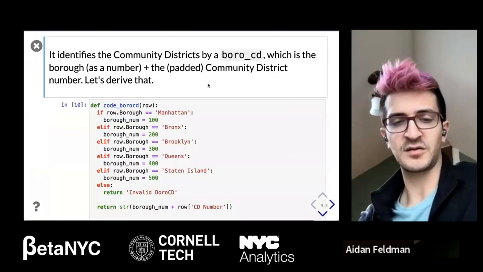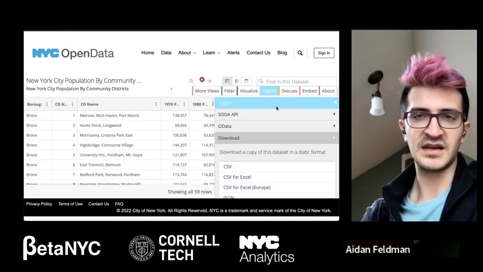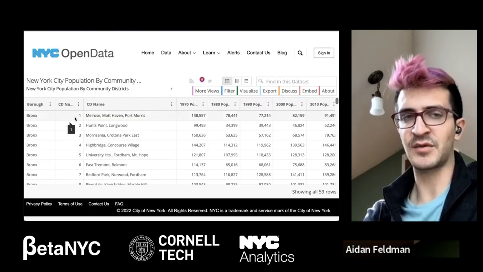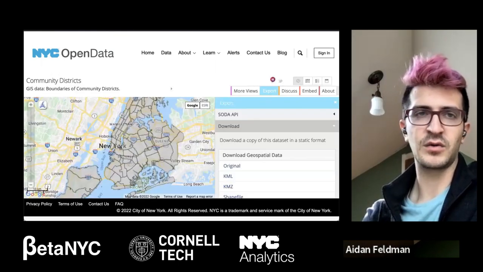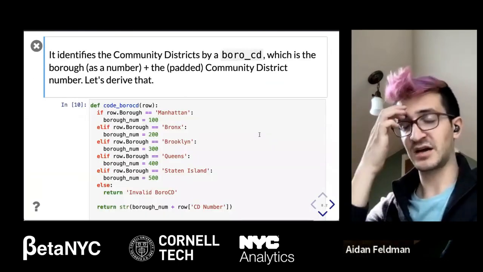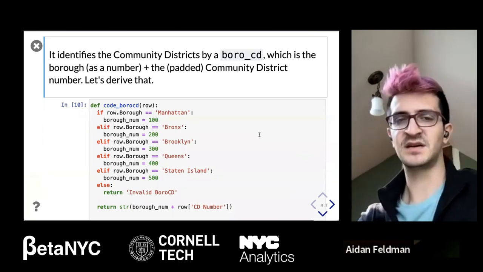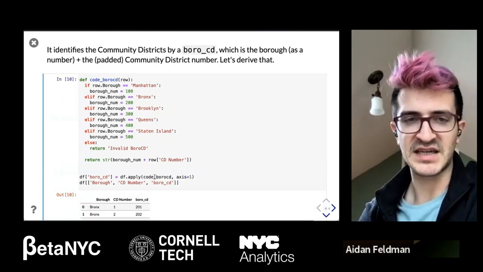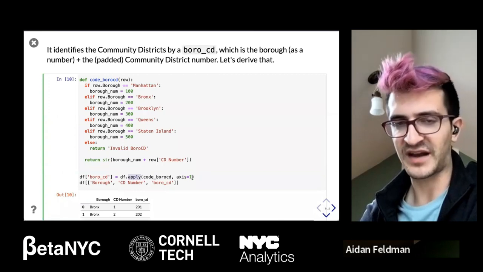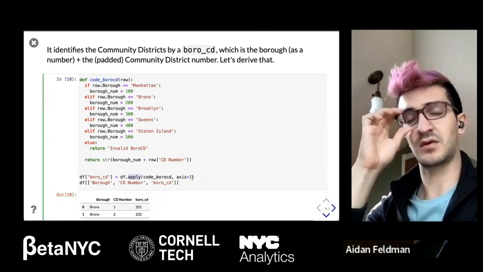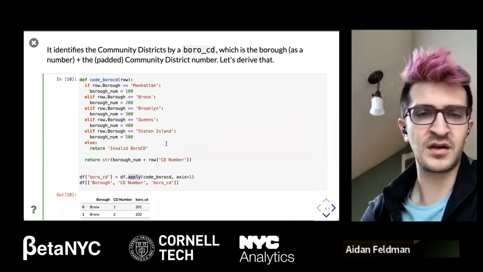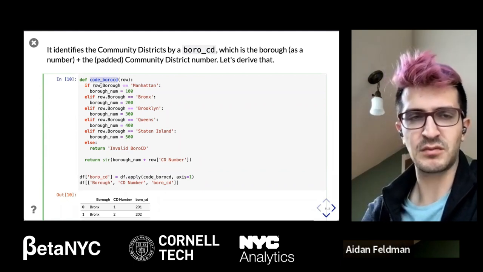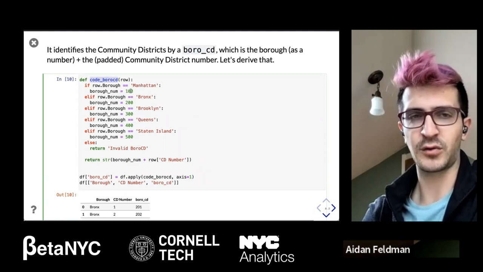But we don't have that in our data set. If we went back and looked at it, they're split up as the borough name and then the community district as a numeric value. So we can write a function that puts that together for us. What we're doing here is saying, take this function and apply it across all the rows. Axis one means go across the rows. You could also apply across columns if you wanted. This function is executed for every single row and it checks, okay, if the borough is Manhattan, start with 100.